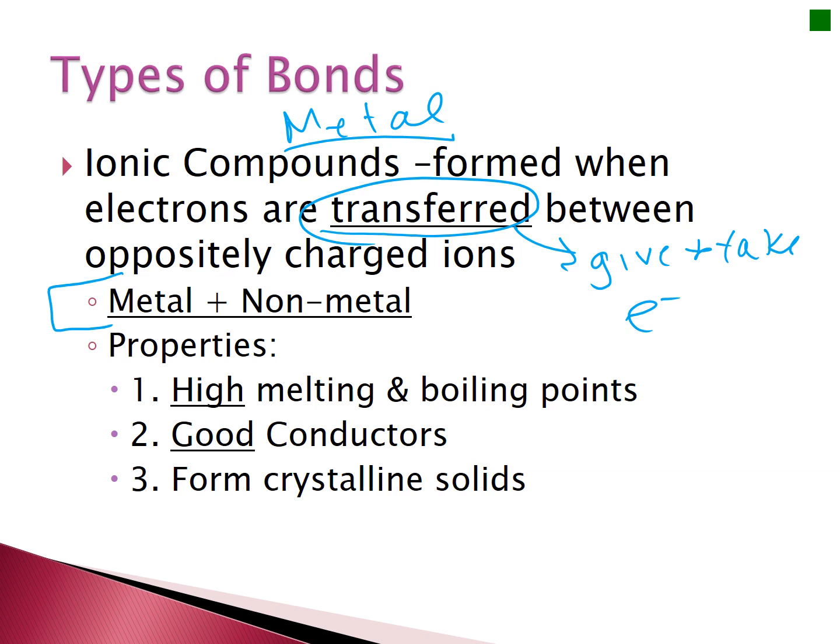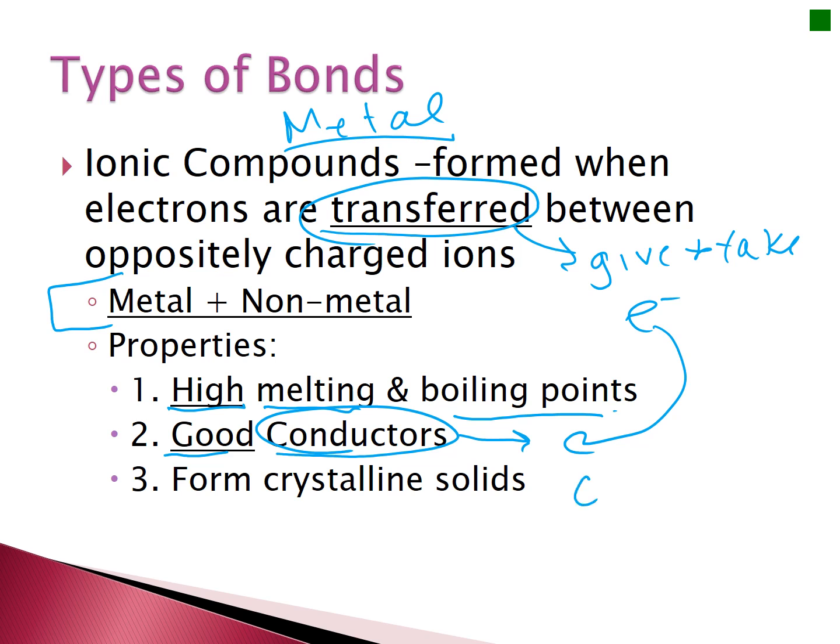Now the properties. Because it is a transfer of electrons, they're not sharing them. It is a total, hey, you take all of my electrons, I want to lose them. It's a very, very strong type of bond because everybody's exactly how they want to be. It's extremely strong, which means you're going to have a high melting and boiling point. They're going to be great conductors of electricity. Why are they going to be good conductors of electricity?